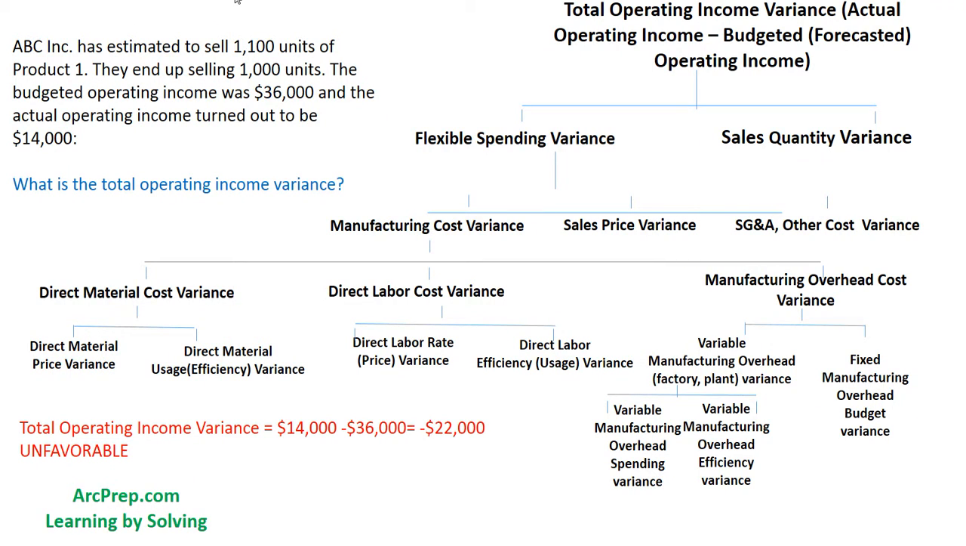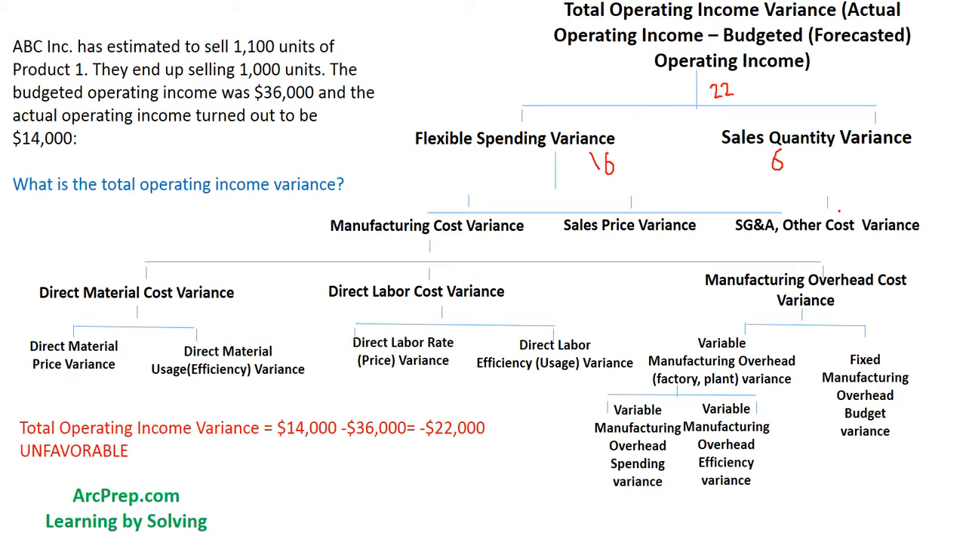Hi everybody. In the previous two examples, we calculated the total operating income variance, $22,000, and then we started looking at what caused the $22,000 difference. Based on flexible budgeting, we said $6,000 was because of sales quantity, and the rest of the $16,000 was flexible spending variance.